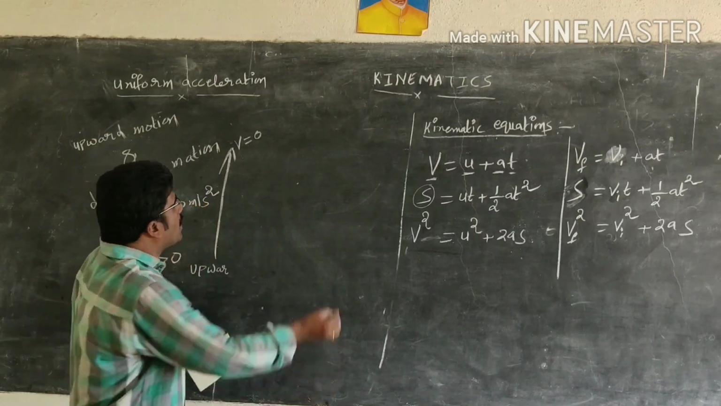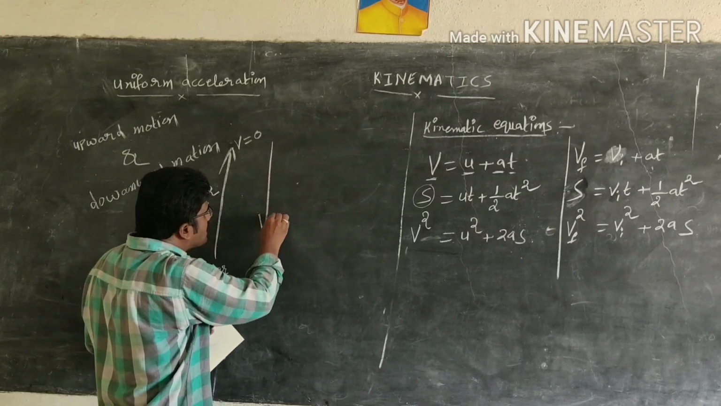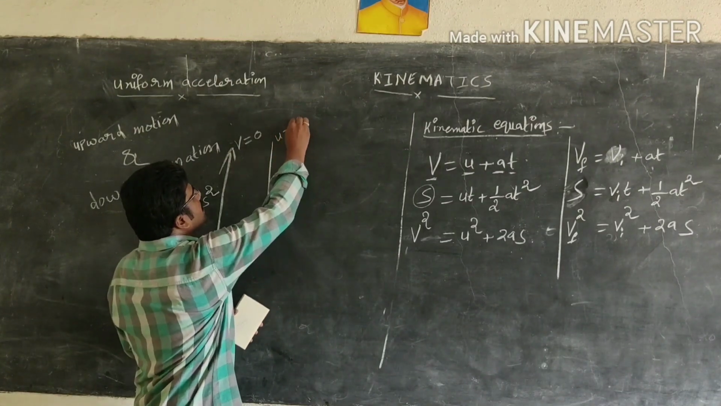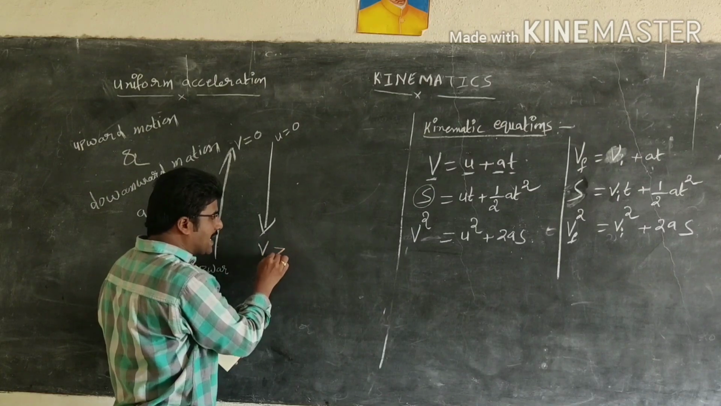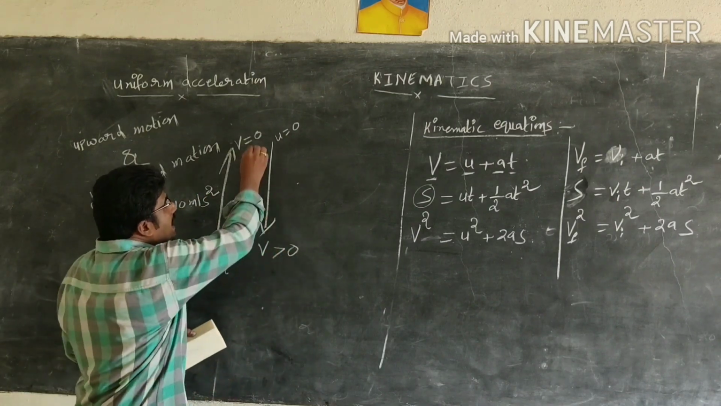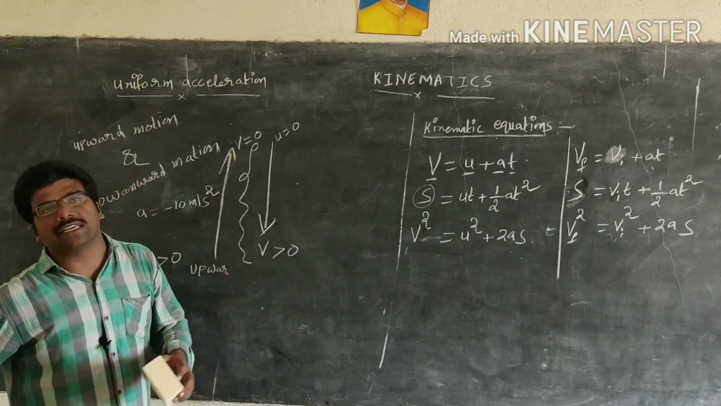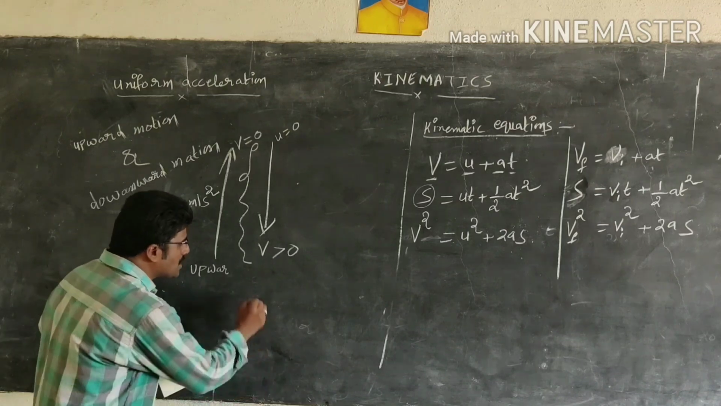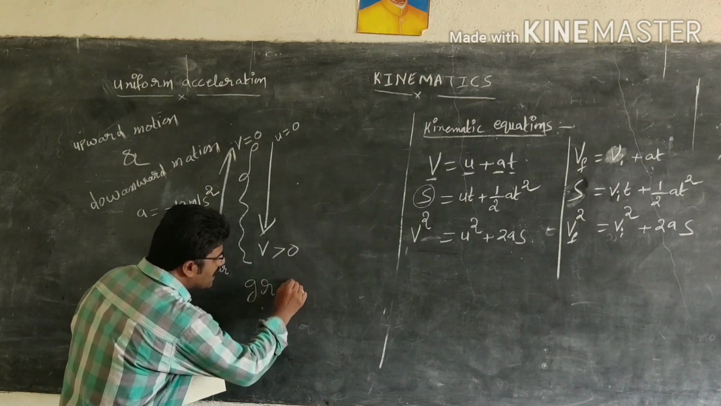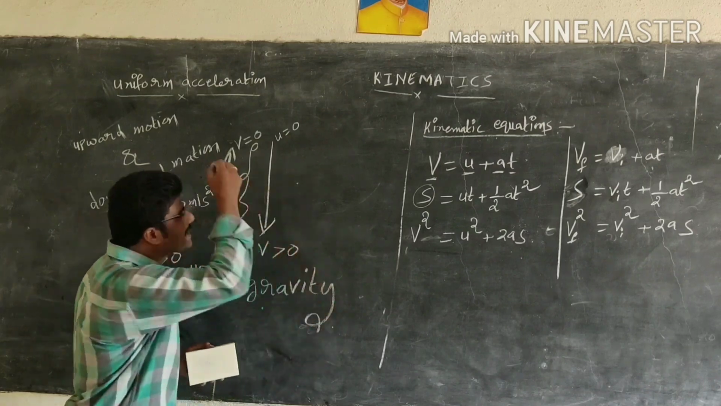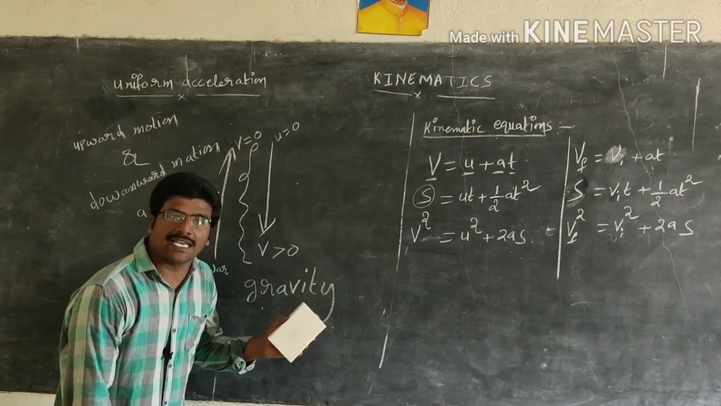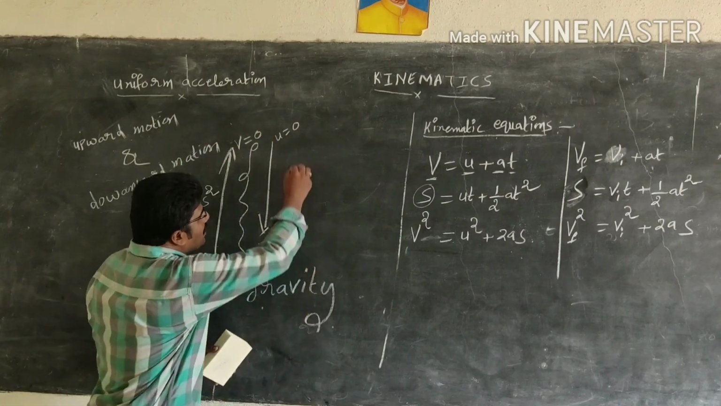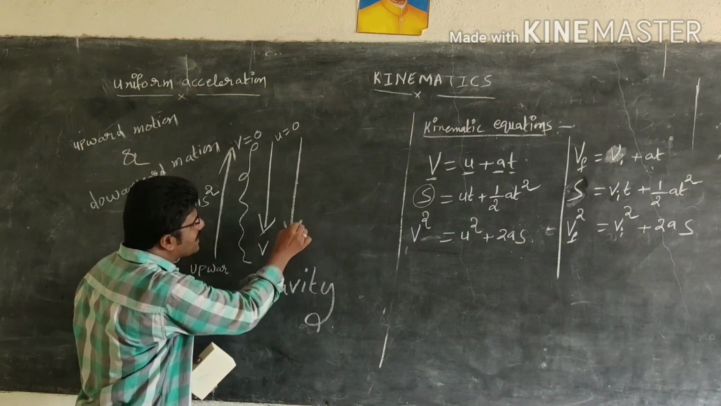So, when a body is falling freely like this, we said that initial velocity u equals 0 and final velocity v is greater than 0. That means here the velocity is increasing. Why does the velocity of the body increase? No doubt, gravity. The gravity force is going to act on the body, so the velocity increases. Here the direction of the body and the gravity force are in the same direction.